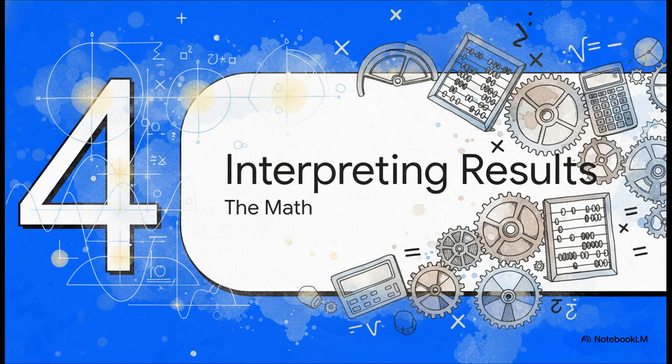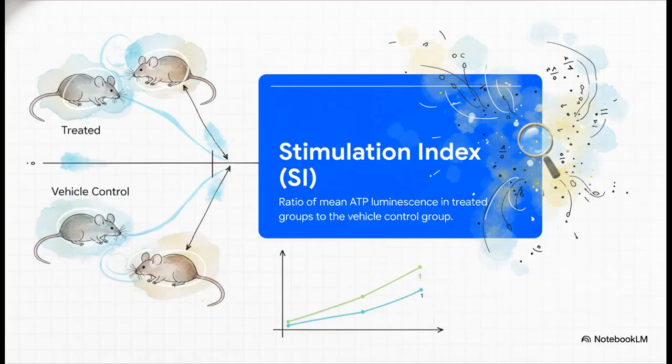Okay, moving on to Section 4. Let's talk about interpreting those results. So we've got our light measurements. Now we've got to do a little math. The foundational concept here is the stimulation index, or SI. This is literally the most important metric of the entire guideline. It's actually a pretty simple ratio.